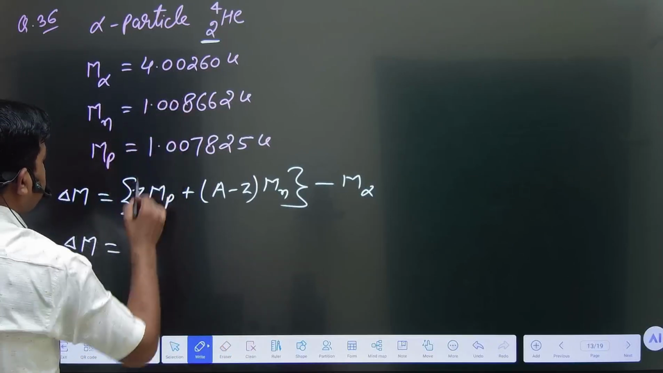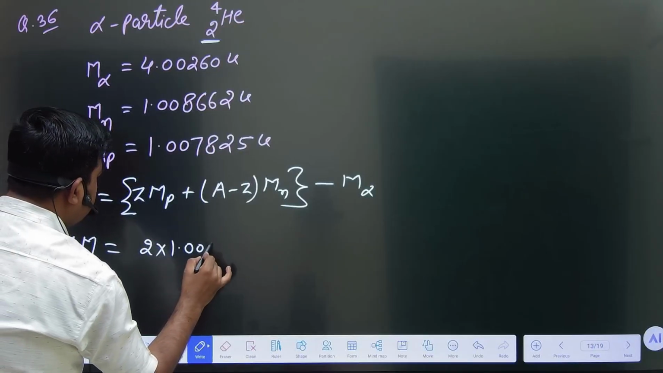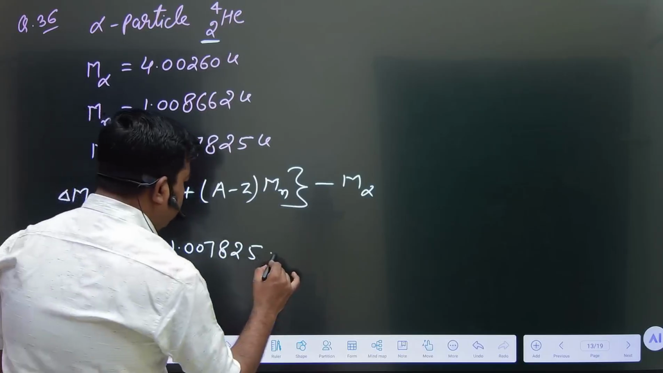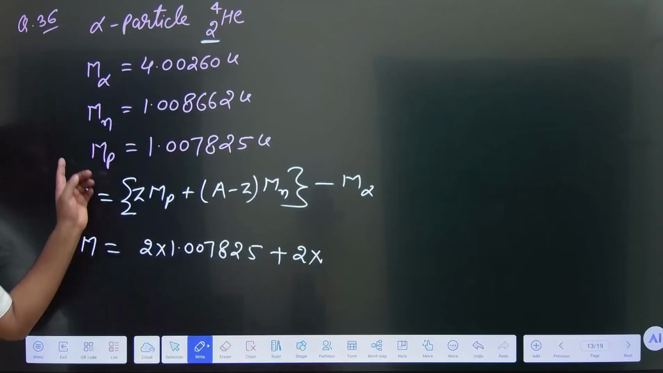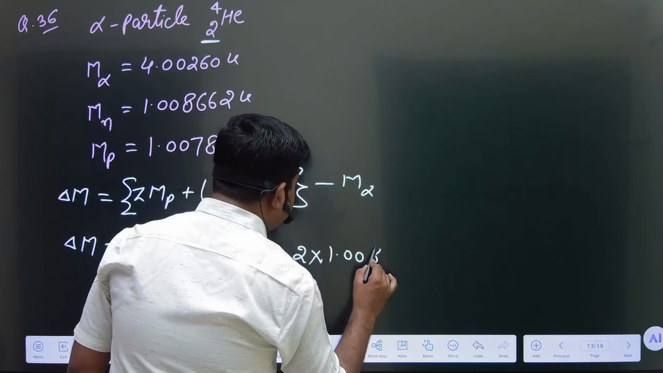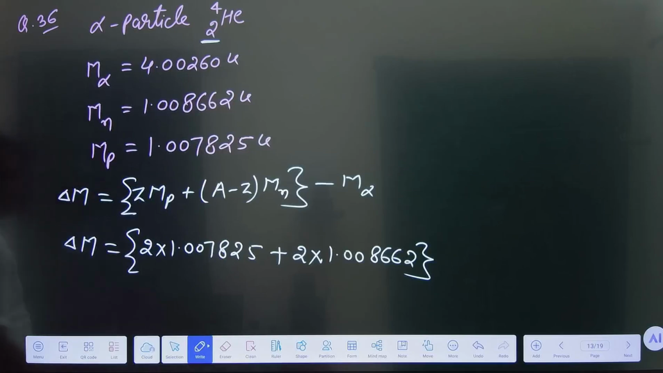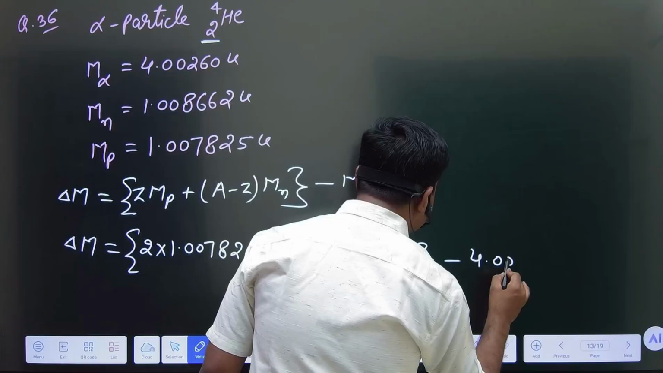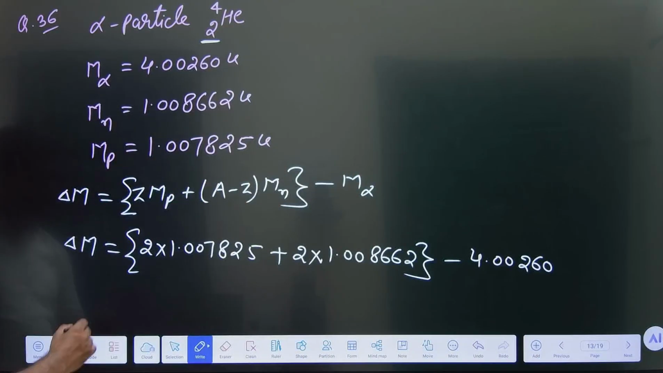So Z is 2, into Mp, the mass of proton, 1.007825. Plus A minus Z, that is 4 minus 2, so it is also 2, into Mn. Mn is 1.008662. This data is given to you in the question. What is the actual mass of the alpha particle? So minus 4.00260. Now we multiply.